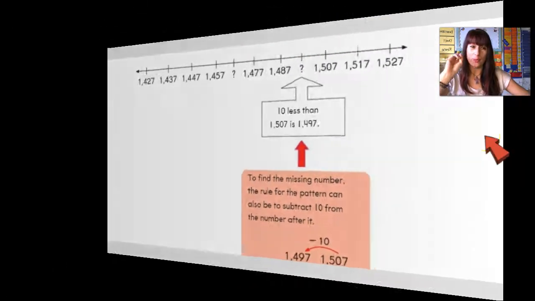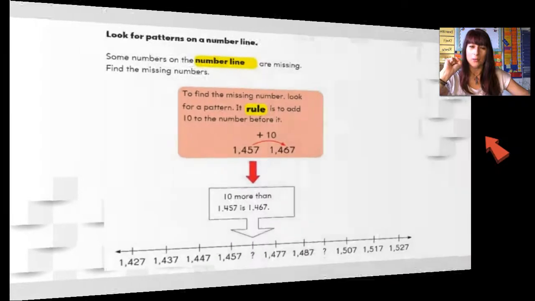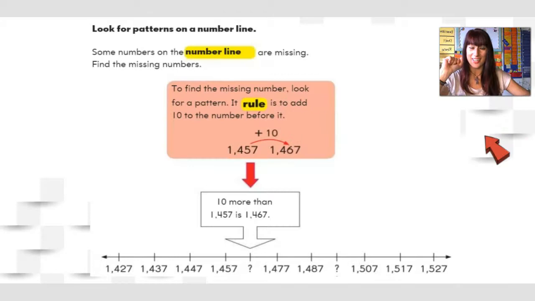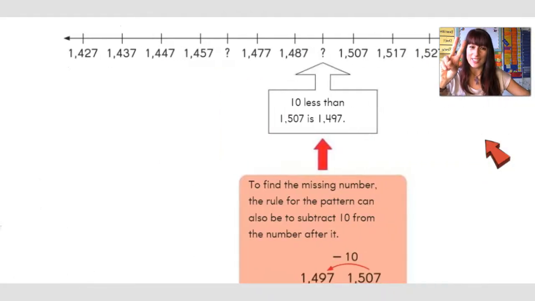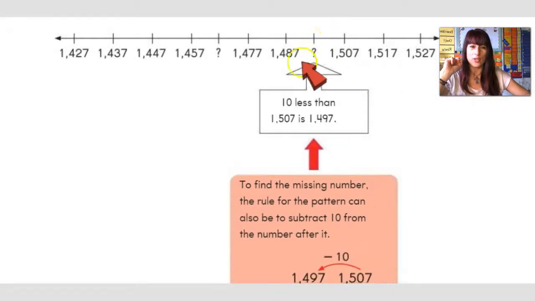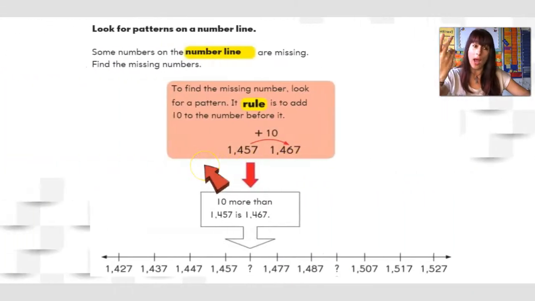So remember, we have 2 rules to find the missing number. Rule number 1 is that you can add to the number before it. And rule number 2 is that you can subtract from the number after it. Okay, so you find your missing number, and let's say I want to use rule number 2. I want to go and subtract from the number after it, or you might prefer rule number 1 and you want to add to the number that is before it. So you pick your favorite rule.